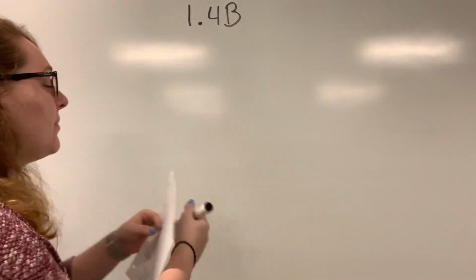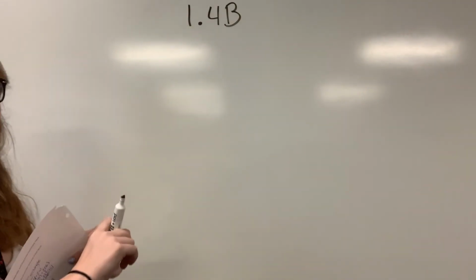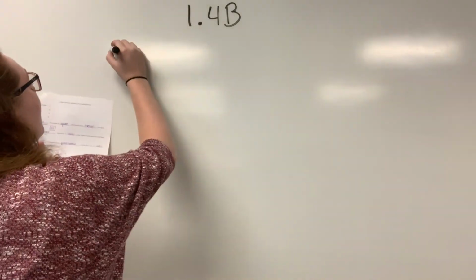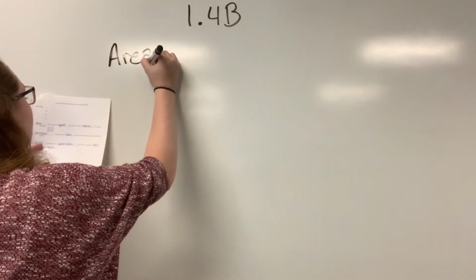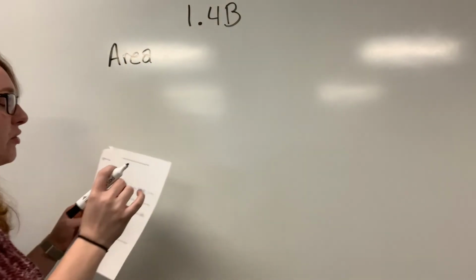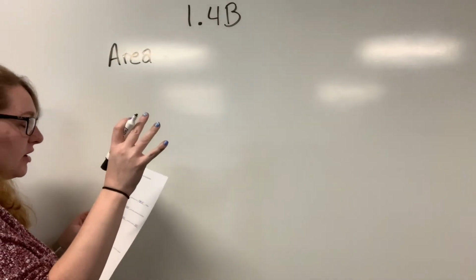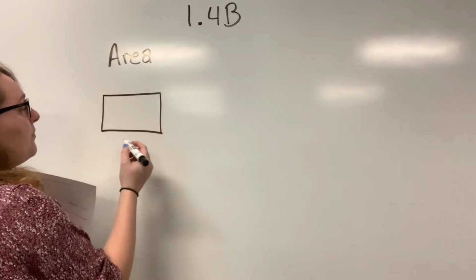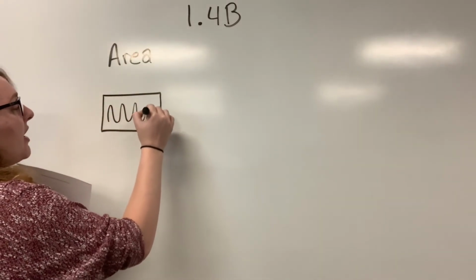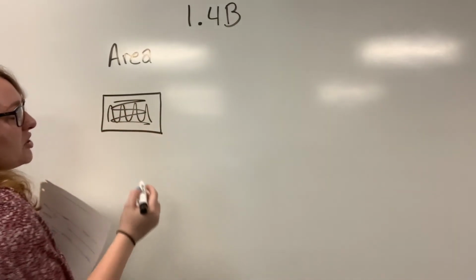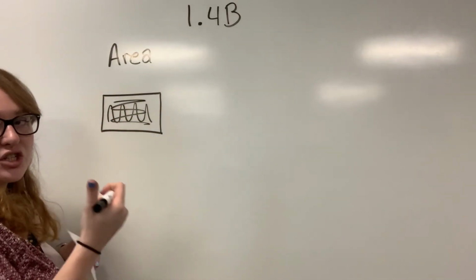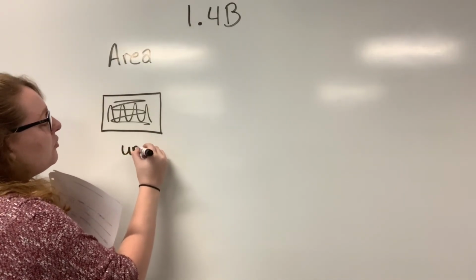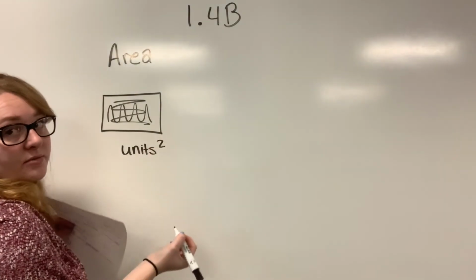1.4b, okay? So today we are going to be talking about perimeter and area. Area is the number of square units that are in the interior of a figure. So if we have a quadrilateral, if we want to find the area, we want to find everything inside the shape. And when we don't know if it's inches, feet, miles, kilometers, we just use the term units squared.